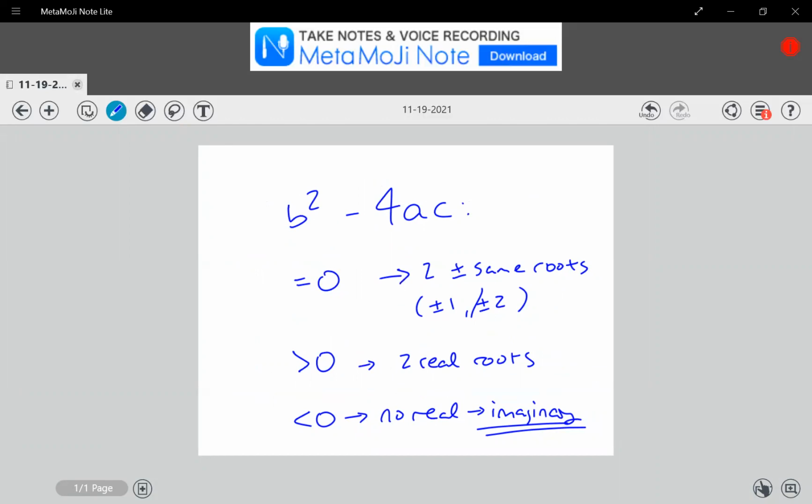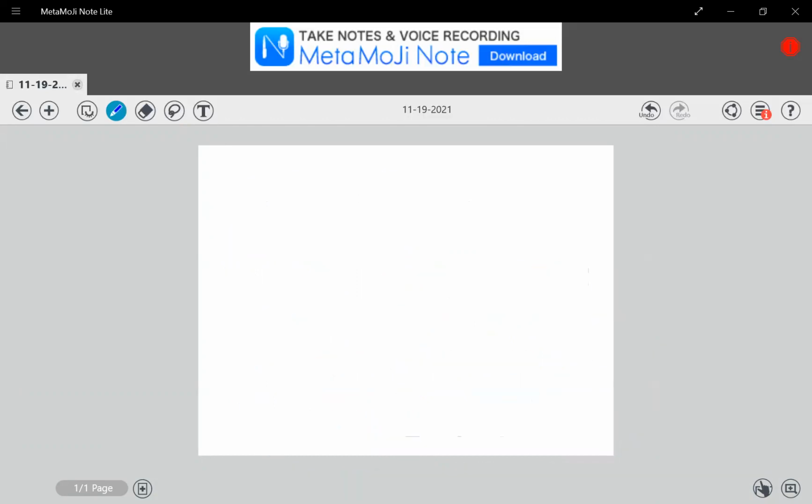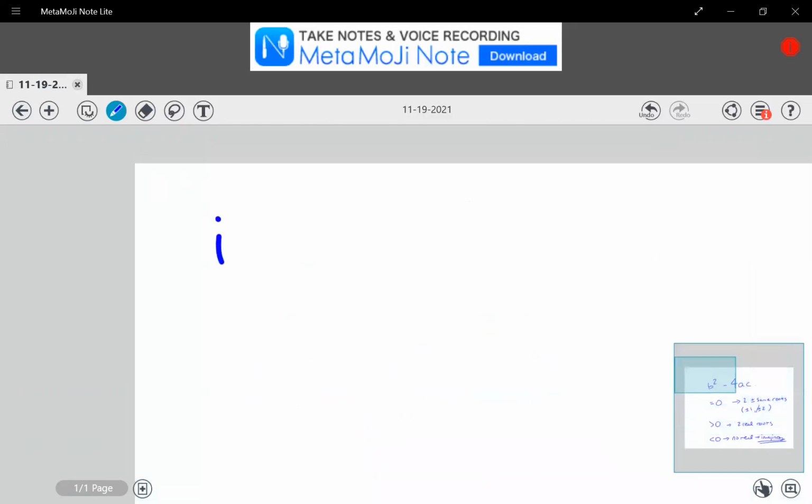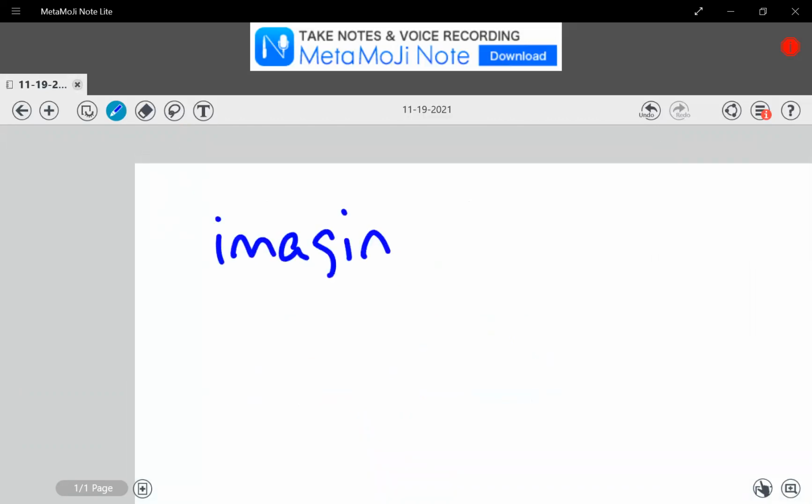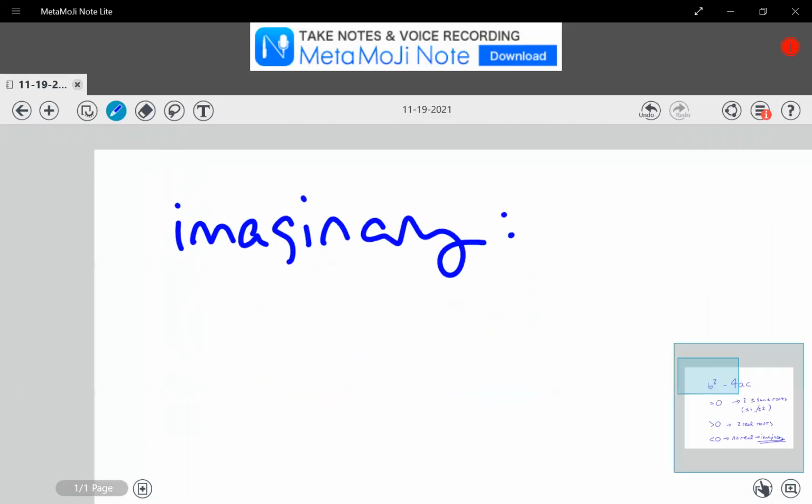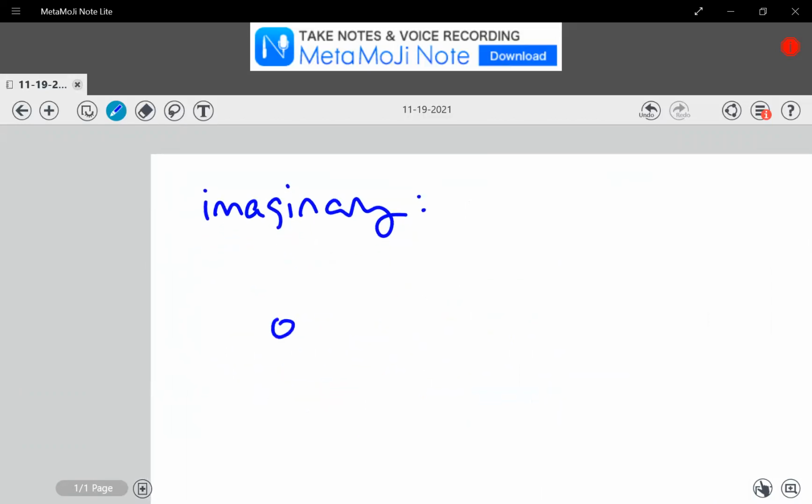So imaginary numbers are denoted by this thing called i. Let's go ahead and remove this. They are denoted by i. And i is just fancy for the square root of -1. All right, that's it. That's all it is, okay? Why is the square root of -1 imaginary?